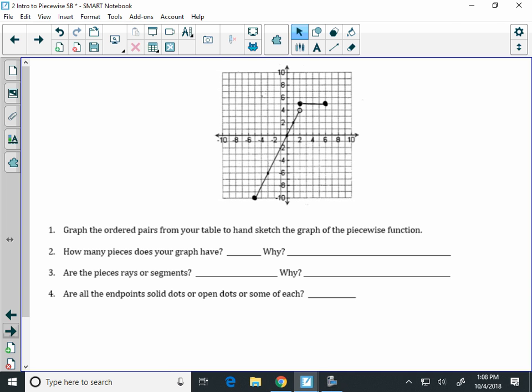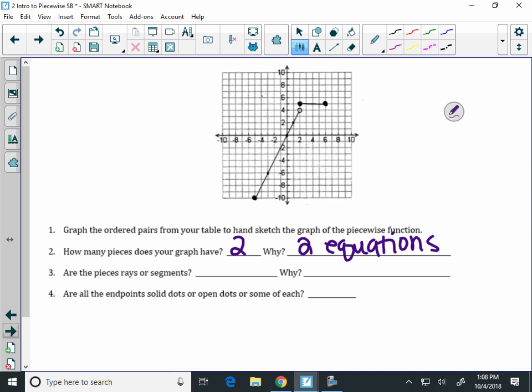How many pieces does your graph have? 2. Why are there 2 pieces? There are 2 equations. I know, remember I said this starts off like it seems real easy, but pay attention to all this. This is important. Are these pieces rays or segments? They're segments. Why are they segments? Yeah, there's no arrows. There are 2 endpoints on each segment, right? The picture is up here. There's 2 endpoints on either end of the line.